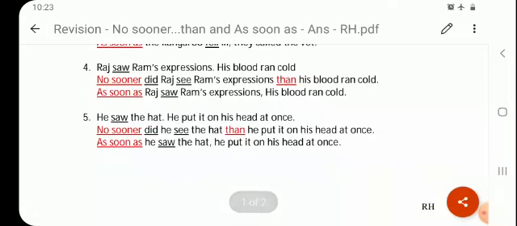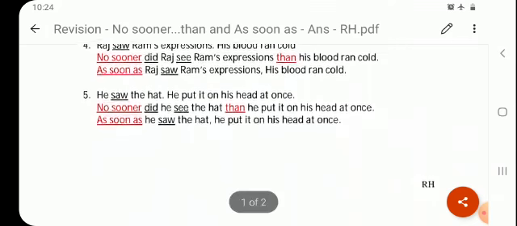Next one, Raj saw Ram's expressions, his blood ran cold. Saw is past tense, so did and see. Okay, we are using did, so the first form of the verb, see, will come. No sooner did Raj see Ram's expressions, then his blood ran cold. As soon as Raj did, did Raj saw, it will come in the original form, Ram's expressions, comma, his blood ran cold.